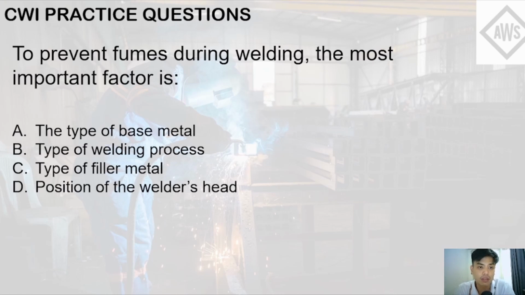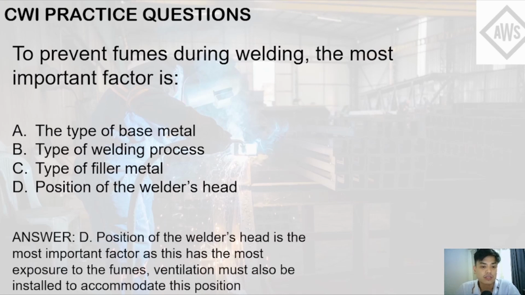Now this is the most important factor to prevent fumes. For example, during the design of the welder's helmet, the ANSI standard for safety of welding has a clause wherein you need to conduct samples for the design of the welding helmet near the breathing zone of the welder's head. So that's how important the position of the welder's head is. You need to sample that breathing zone to have a baseline in terms of designing the welder's helmet.